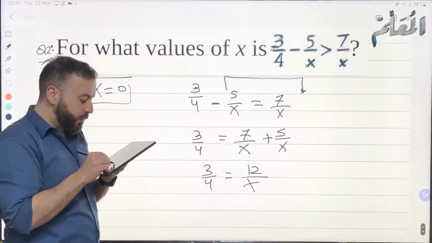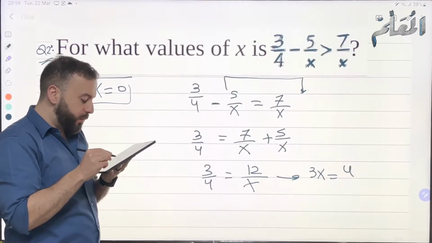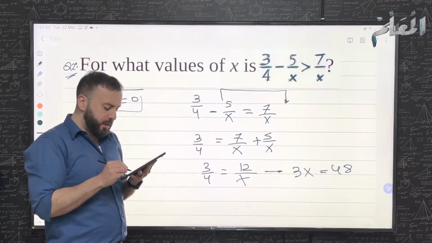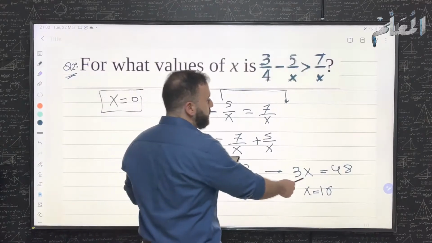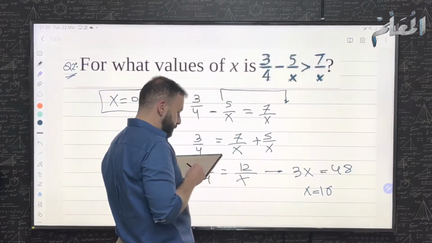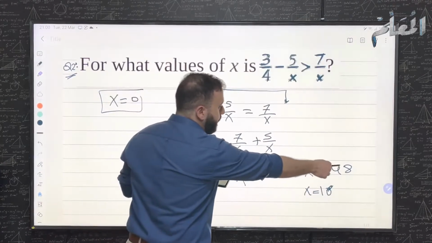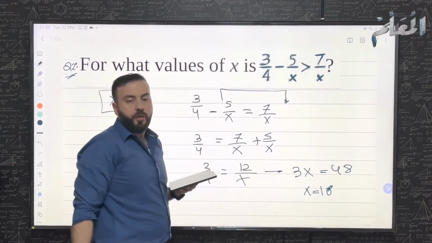So that's going to be 3x is equal to 48. In this case, x is equal to 16. Okay, 3x is equal to 48, then x is equal to 16. Of course, I divide by 3: 3 times 16 is equal to 48.